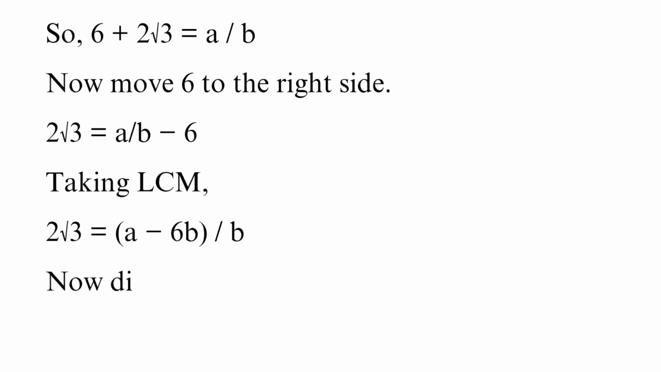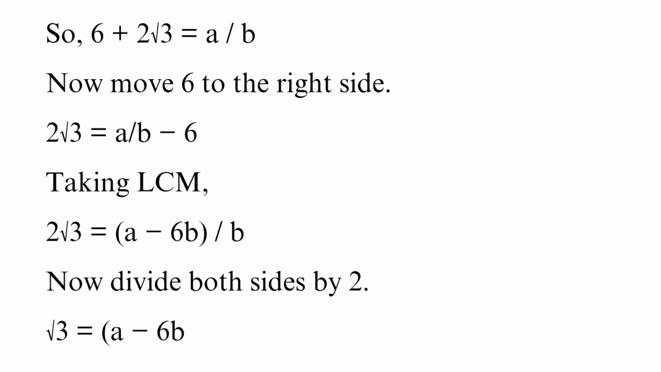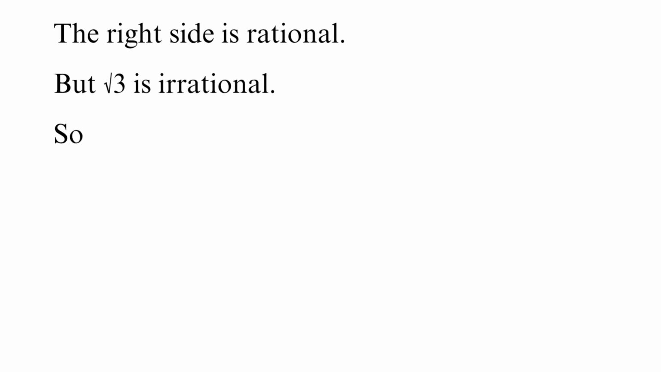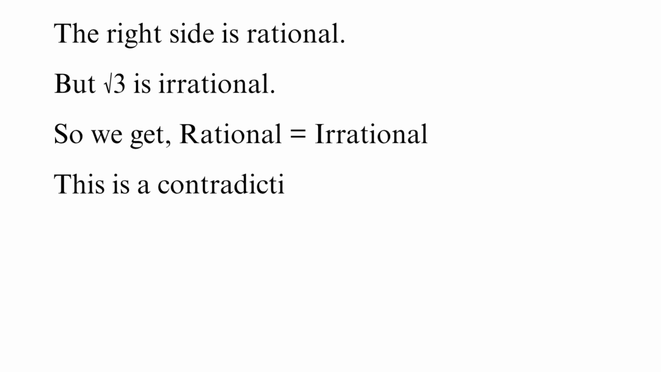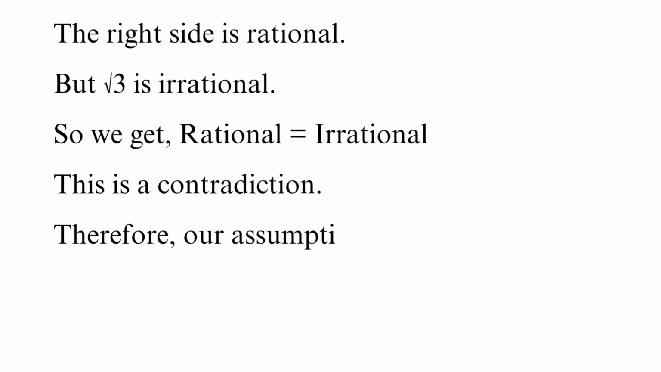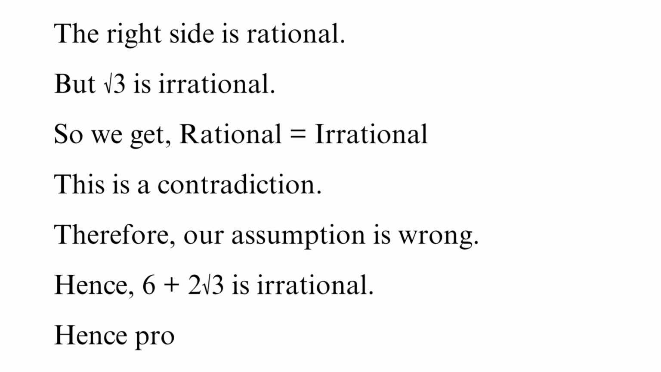Taking LCM, 2 square root 3 equals (a minus 6b)/b. Now divide both sides by 2. Square root 3 equals (a minus 6b)/2b. The right side is rational. But square root 3 is irrational. So we get rational equals irrational. This is a contradiction. Therefore, our assumption is wrong. Hence, 6 plus 2 square root 3 is irrational.